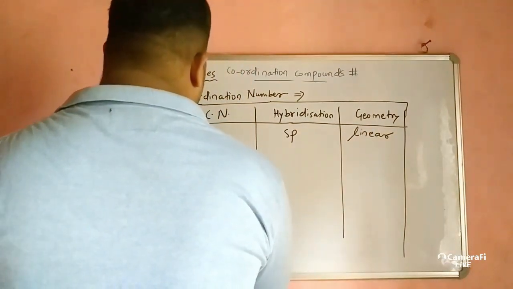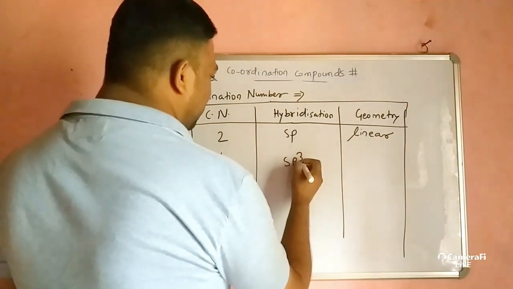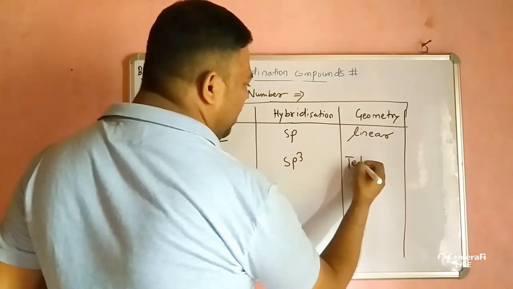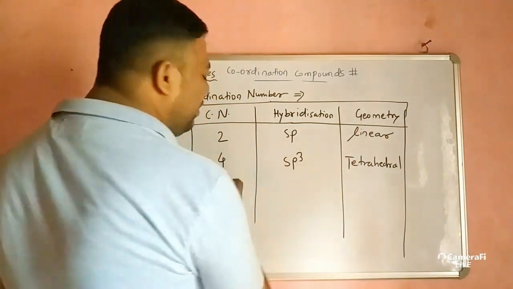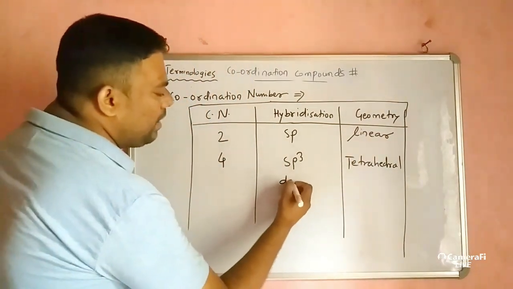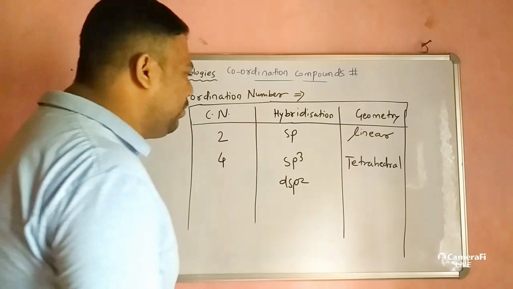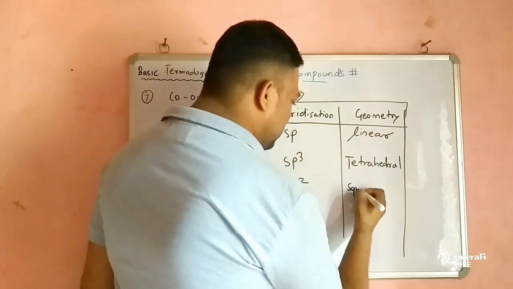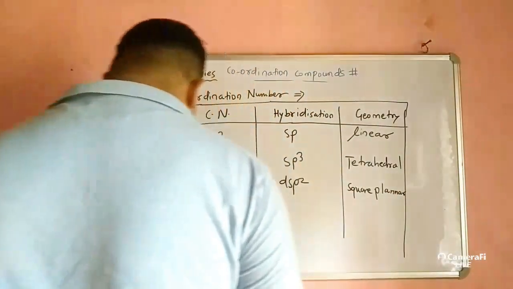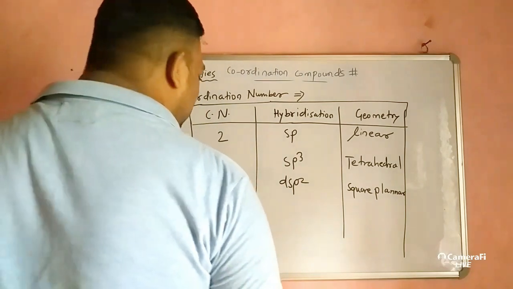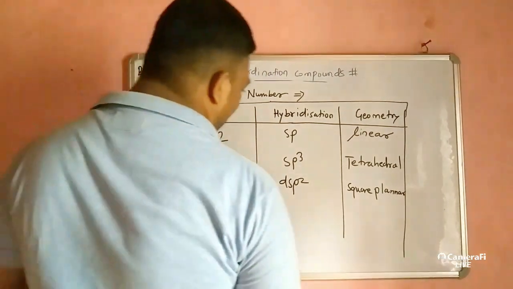When coordination number is 4, two possibilities are there. sp3, so sp3 is tetrahedral. And regarding coordination number 4, we can write dsp2 also, means we will get dsp2 hybridization also. At that time the geometry is square planar.